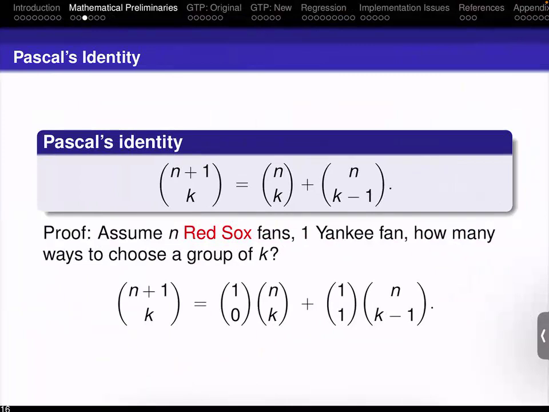So how many ways can we choose a group of k people from n plus 1? It's just n plus 1 choose k. And then we break it into 2 cases. Either we're in the great case where we don't have the Yankee fan with us, so there's 1 choose 0 way of not choosing the Yankee fan, and now we have to choose k Red Sox fans. Or unfortunately, we got the Yankee fan, 1 choose 1, and now we have to choose k minus 1 people from the Red Sox. And so this is a proof by story.